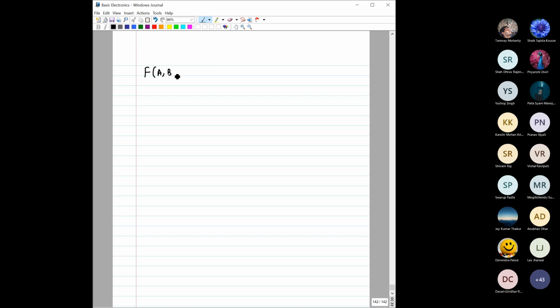So here, suppose you have a function which is represented in sum of products, and it is given in this form. You are asked to implement this function using a 4x1 MUX. Any idea how you can do it?